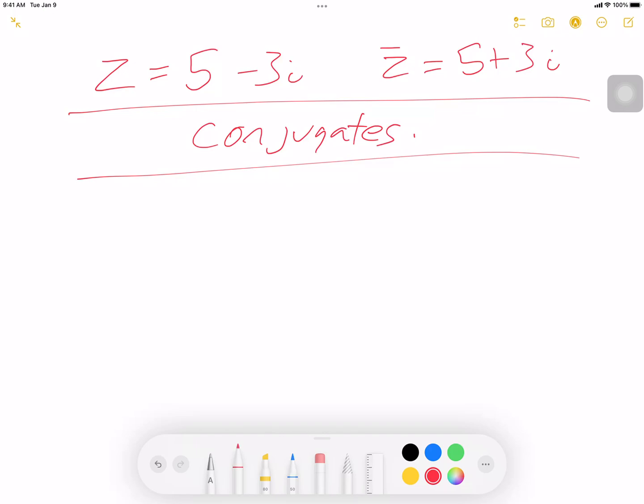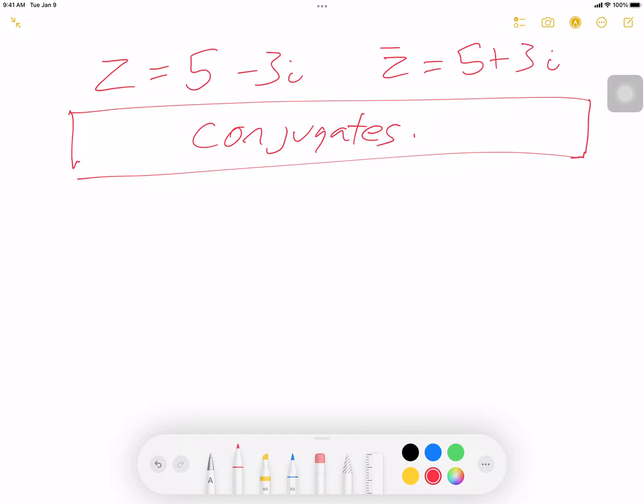Okay, this is the first of three videos around why conjugates are important, and why are calculus teachers obsessed with conjugates when it comes to imaginary numbers.